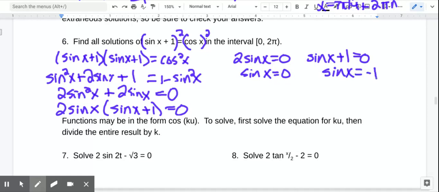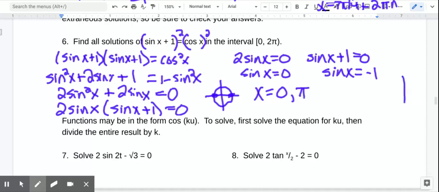Okay, so now we want to think about where the sine is equal to 0. We can draw triangles on this, but actually what I'd rather do is think about the unit circle. Remember, sine is the y-coordinate. So the y-coordinate is 0 here and here. So at 0 and at pi.